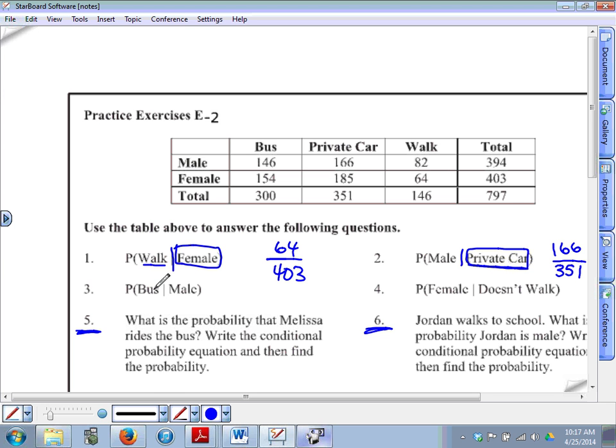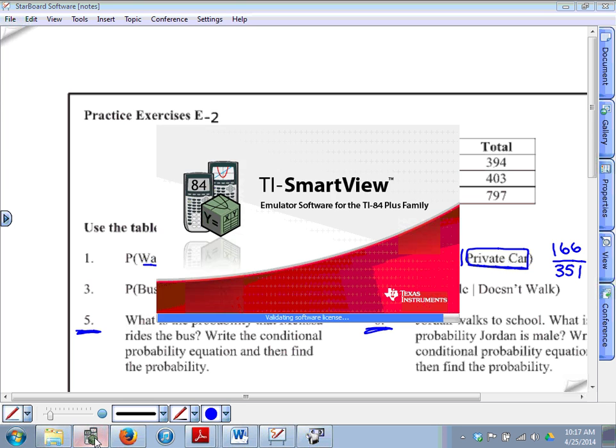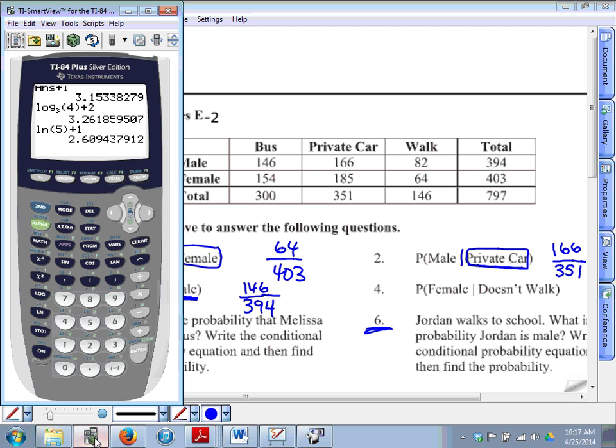On question 3, what's the probability that somebody rides the bus given that they are male? They have to be male, so that means out of 394. Out of 394, how many of them would ride the bus? 146. Now that simplifies because they're both even. Start getting comfortable using your calculator. Type in 146 divided by 394, use the fraction feature of your calculator, and it's 73 out of 197.